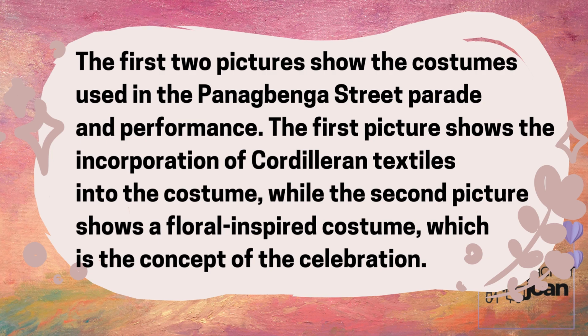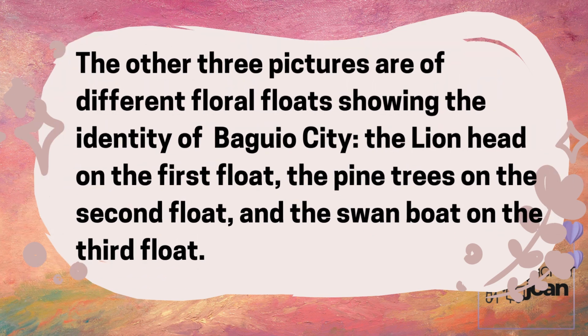The first two pictures show the costumes used in the Panagbenga street parade and performance. The first picture shows the incorporation of Cordilleran textiles into the costume, while the second picture shows a floral-inspired costume, which is the concept of the celebration. The other three pictures are of different floral floats showing the identity of Baguio City: the lion head on the first float, the pine trees on the second float, and the swan boat on the third float.